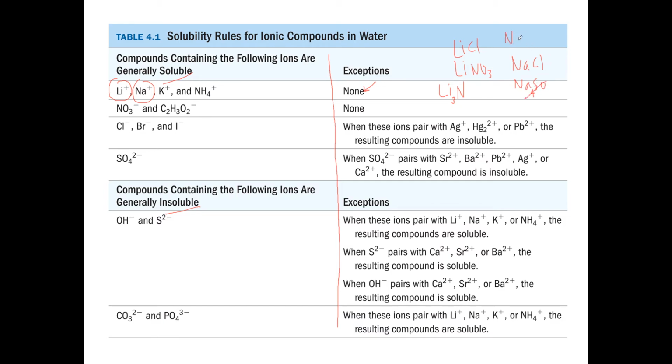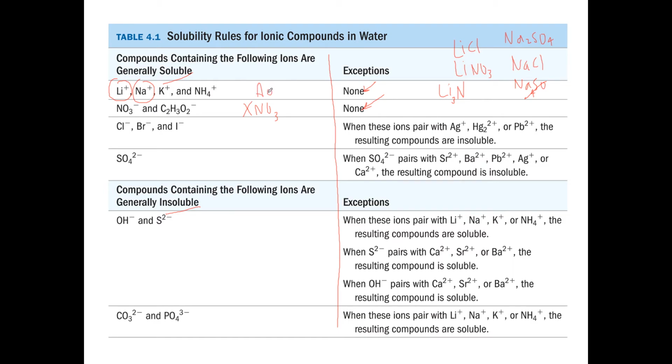Na2SO4, sodium sulfate. That's going to be soluble. Why? Because it's here with no exceptions. Okay? All right, now those are cations. Now look at these anions, nitrates. So if you see nitrate, it doesn't matter what it's compounded with. It's going to be soluble because there are no exceptions. You see that? And the same with acetate.